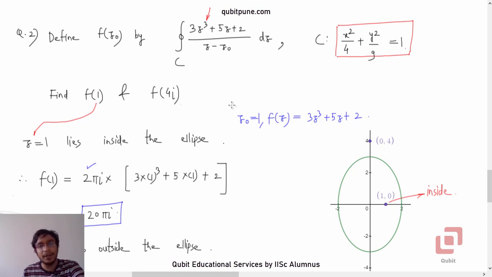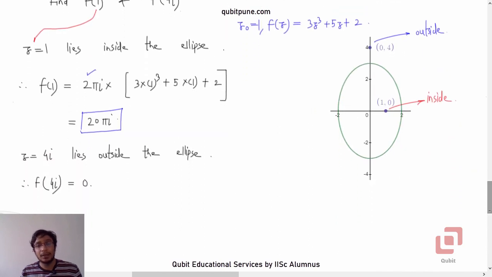Now let us try to do the same thing for 4i. Now 4i is a point which lies on the positive side of the imaginary axis, or y-axis, and it corresponds to the point (0, 4) in the z plane. Now this point lies outside the ellipse C. So we can now apply the Cauchy's integral theorem and say that the value of the function at this particular point is going to be 0, by Cauchy's integral theorem, and for this we may say by Cauchy's integral formula.